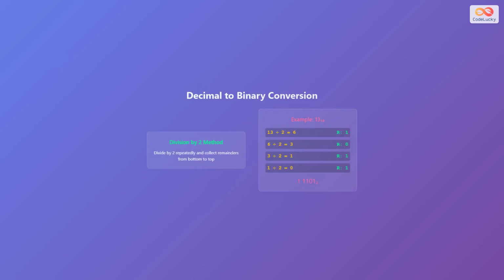Converting from decimal to binary involves a different approach, the division by 2 method. The method involves dividing the decimal number by 2 repeatedly and collecting the remainders. The binary number is then read from the bottom remainder to the top remainder. Let's convert 13 in base 10 to binary. First, 13 divided by 2 equals 6 with a remainder of 1. Then, 6 divided by 2 equals 3 with a remainder of 0. Then, 3 divided by 2 equals 1 with a remainder of 1. Finally, 1 divided by 2 equals 0 with a remainder of 1. Reading the remainders from bottom to top, we get 1101 in base 2.